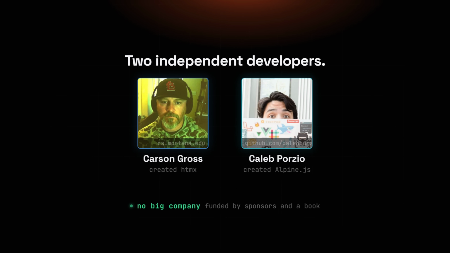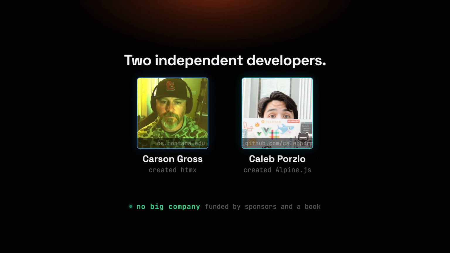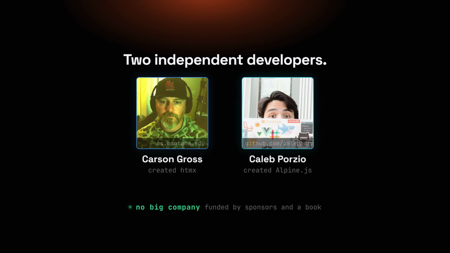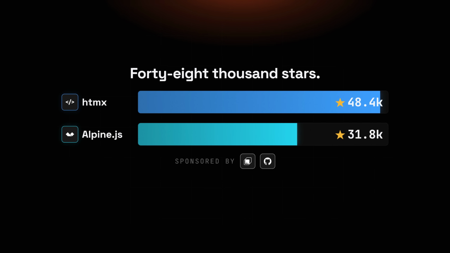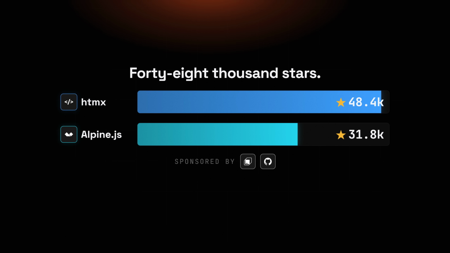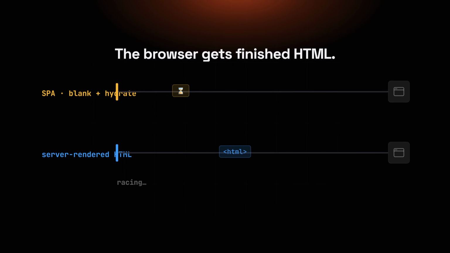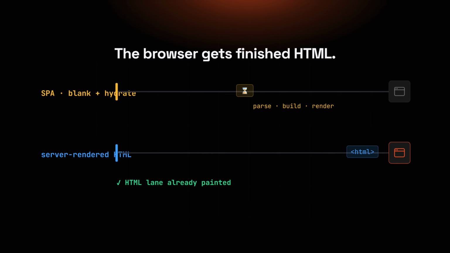So think about what these actually are. 2 independent developers, no megacorp, no venture money steering the roadmap. They are funded mostly through GitHub sponsors, and in Carson's case, a book he wrote about the whole approach. And developers voted with their stars. HTMX sits near 48,000 on GitHub. Alpine is past 31,000. The sponsor list is not hobbyist either. JetBrains and GitHub both put real money behind HTMX.